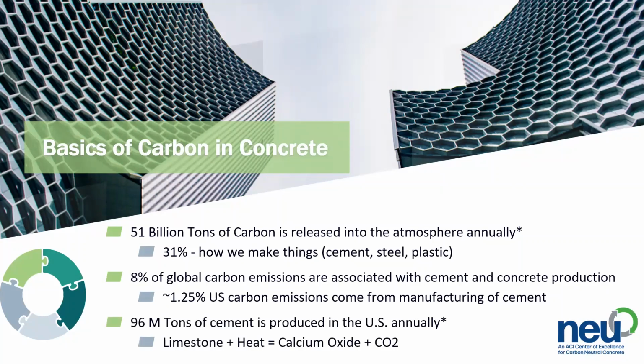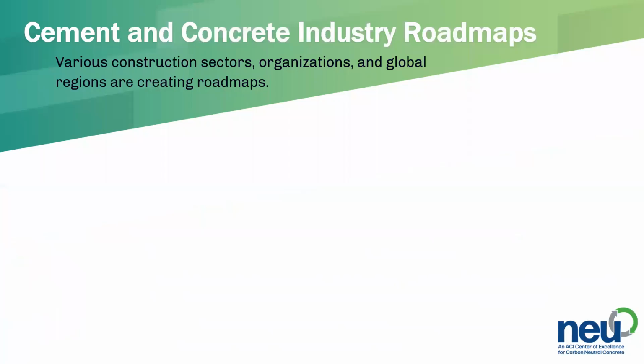About 96 million tons of cement is produced in the US annually. And the process to create that cement historically is pretty carbon intensive. When you combine the raw ingredients and heat, you get calcium oxide and carbon. There are significant advancements in reducing these emissions, so those numbers are getting better, but our goal is to continue reduction. But how will we get there?